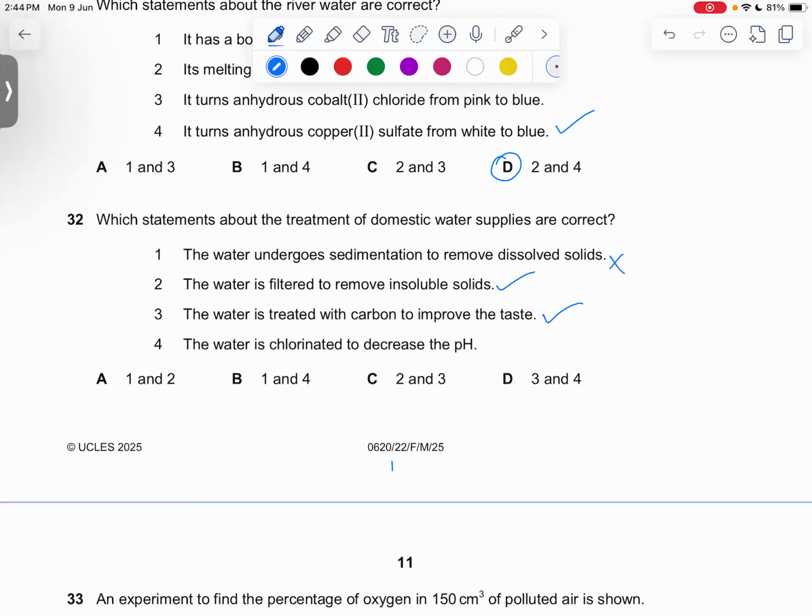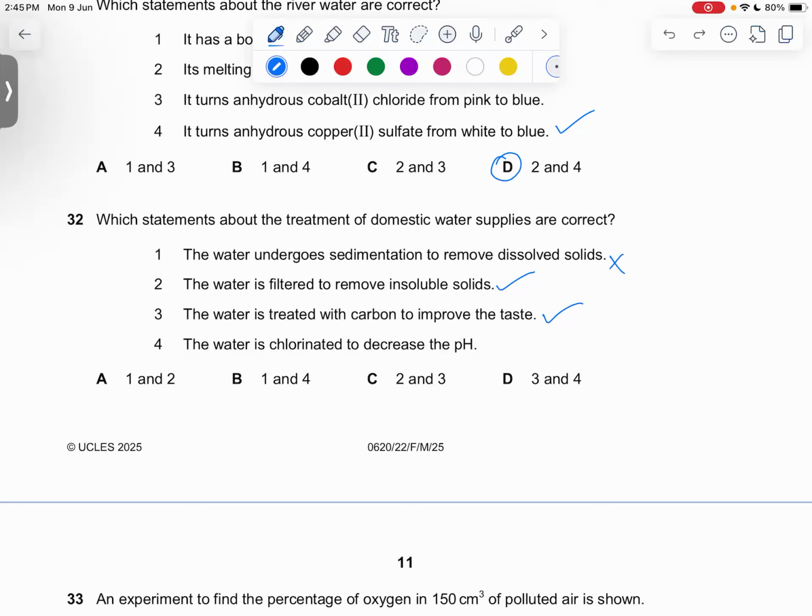The water is chlorinated to decrease the pH. Now the thing is, this statement is correct for the students of A levels, because in A levels we study that when chlorine is added to water, it produces an acid called chloric acid or something like that. I have forgotten the name, but it's HClO. That is an acid that is produced when chlorine is added to water. Now the problem is it does decrease the pH, but it is not part of IGCSE or O levels, so I don't think over here this sentence should be considered correct.